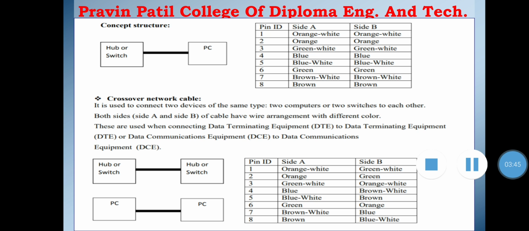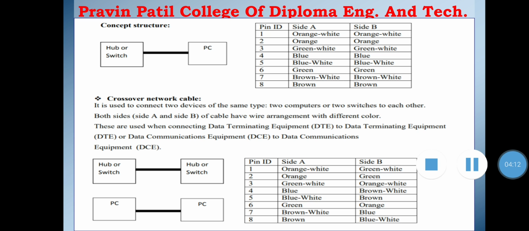Both side A and side B of the cable have wires arranged with different color orders. These are used when connecting data terminating equipment (DTE) to data communication equipment (DCE). This is a diagram.